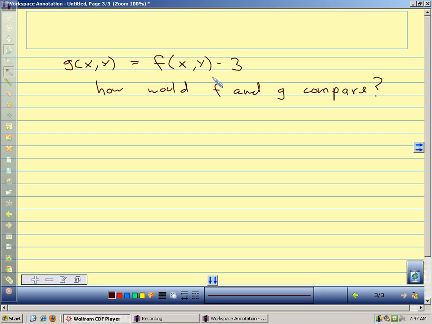So if f were the example that we had before, where our surface was stretched up from the xy plane, and g was f of xy minus 3, that is x times y minus 3, that would just shift that graph down 3 units.